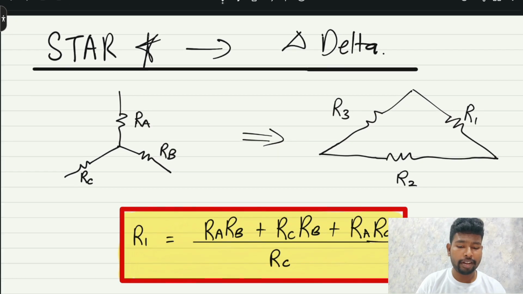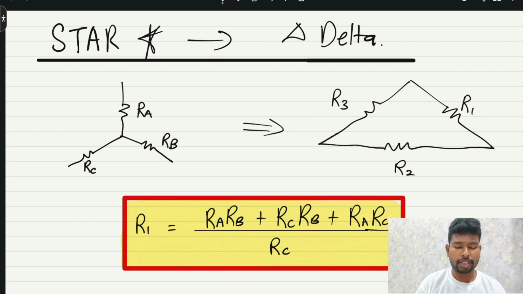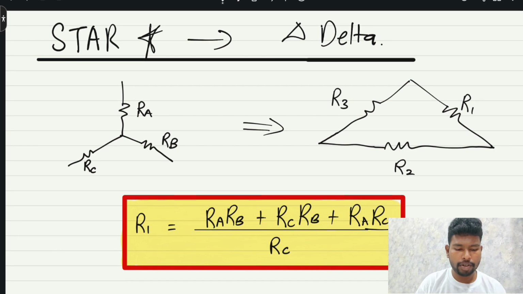Let's get to the main point, star to delta conversion. If you look here, I've drawn the diagram of star on my left hand side and the delta on my right hand side. This is the formula to convert star into delta. I have labeled RA, RB and RC for star, and R1, R2 and R3 for delta. The values are not the same, so please bear that in mind.